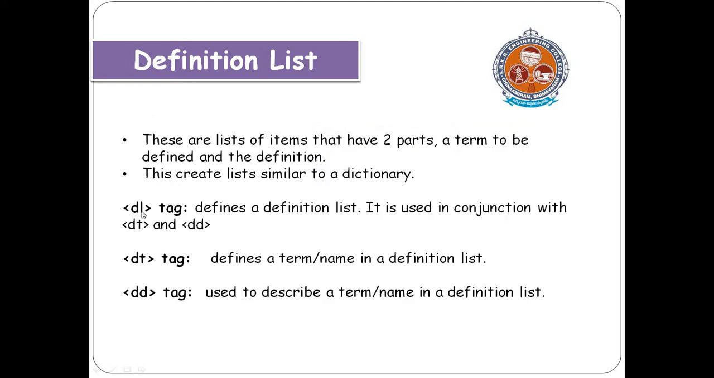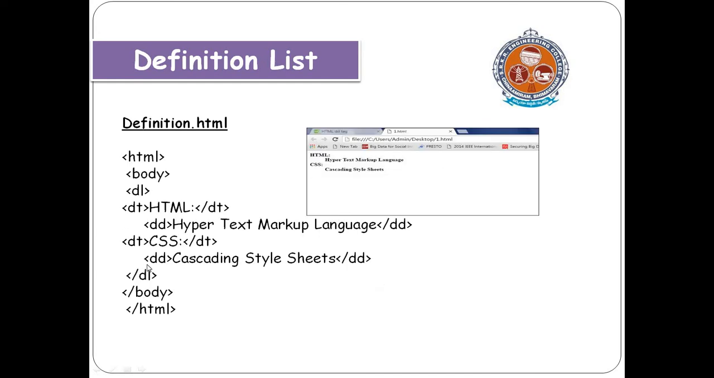First you open the definition list, and then DT and define the term or name. Next, describe what the term is that is defined in our definition list. Once these are all completed, then close the definition list. Then the output is like that. So in the next video, I will explain the example practically.